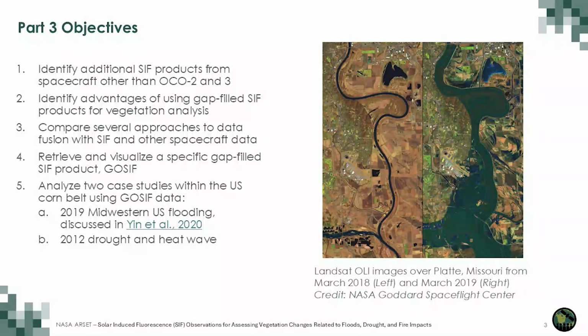The basis for this analysis comes from the Yin et al. 2020 paper, and we'll be discussing their results a little later. Finally, as an extra point of comparison, we'll look at a bonus case study examining the impacts of the 2012 Midwestern drought on cropland in the Corn Belt.